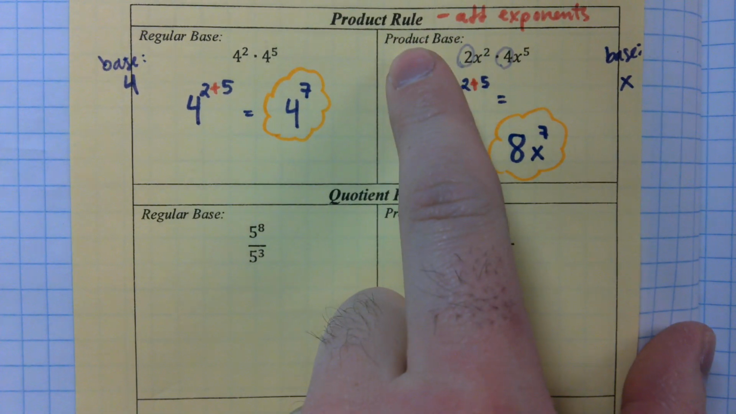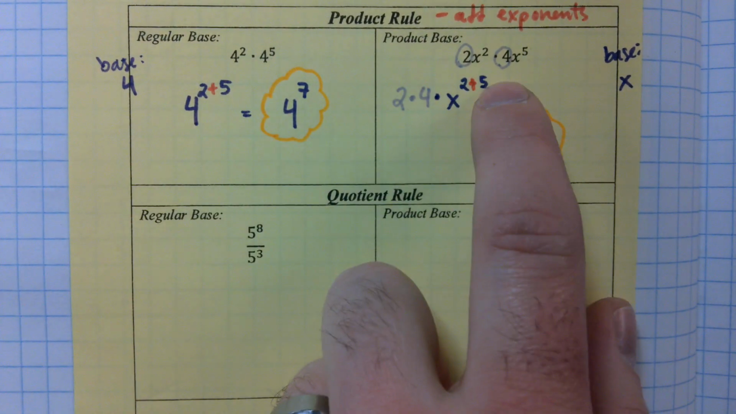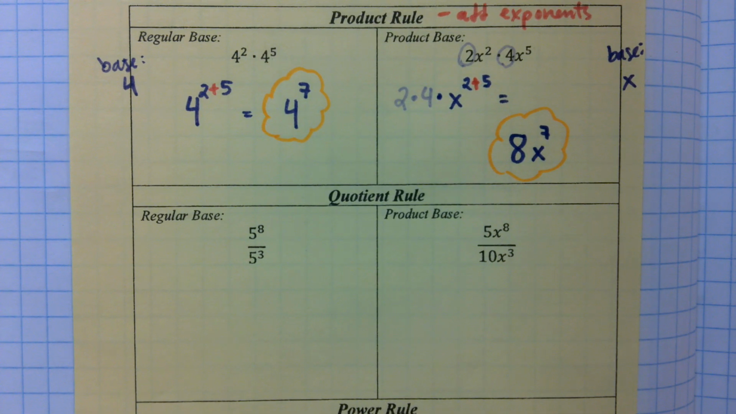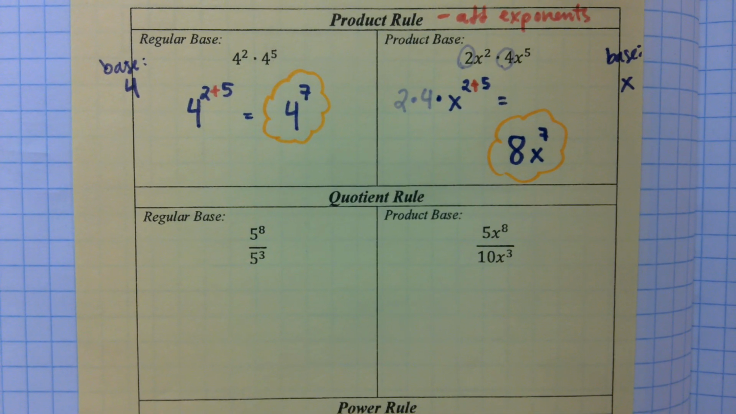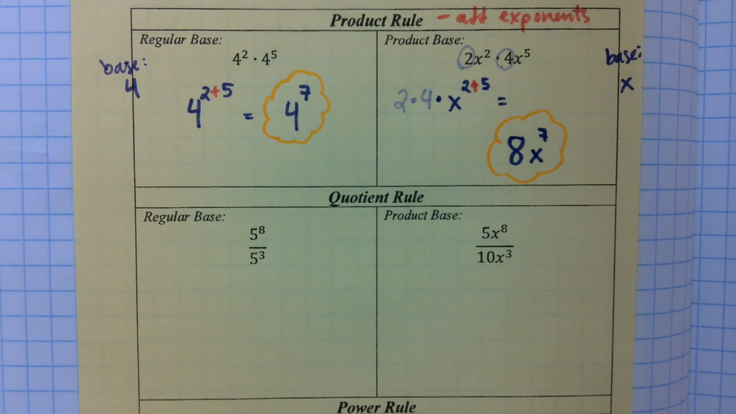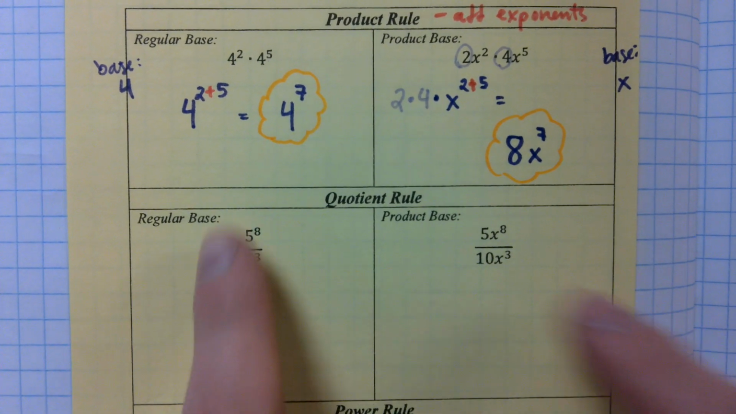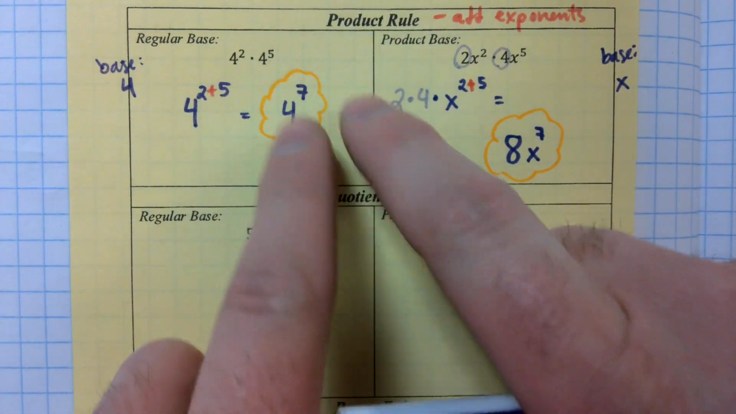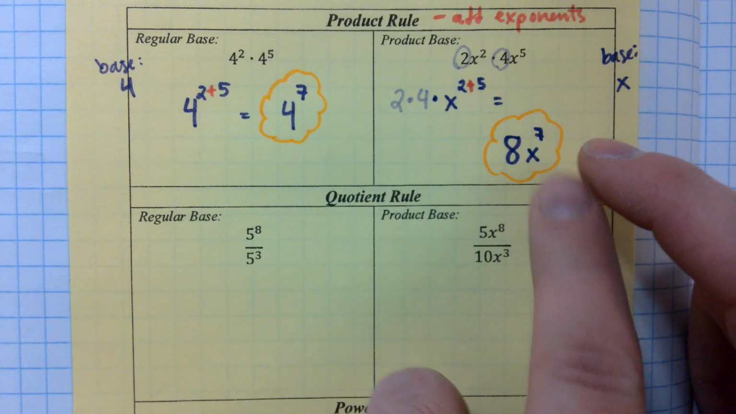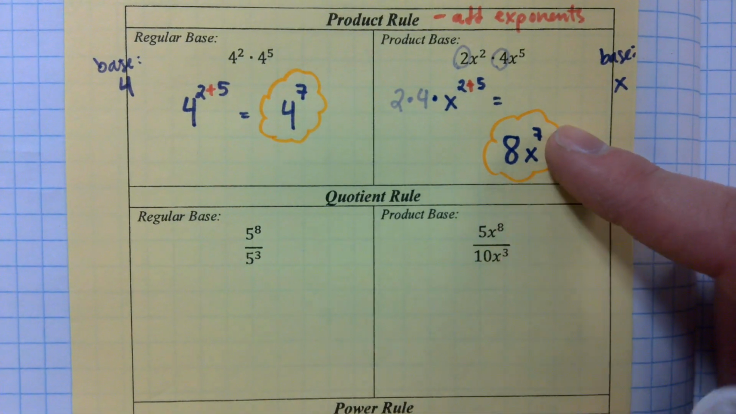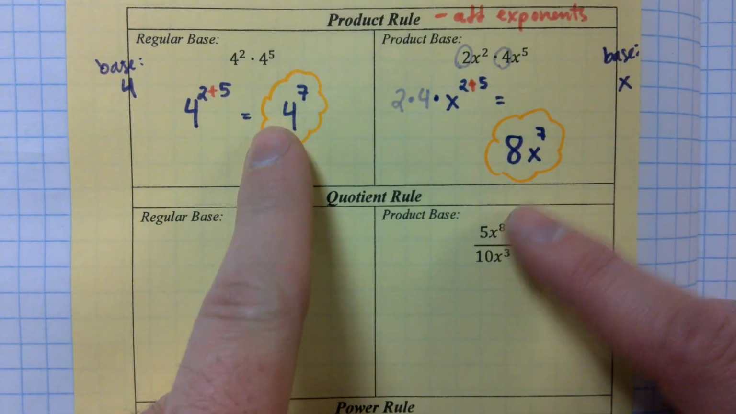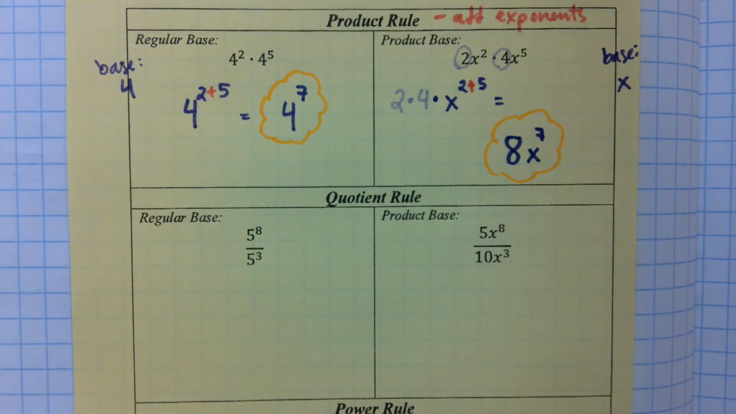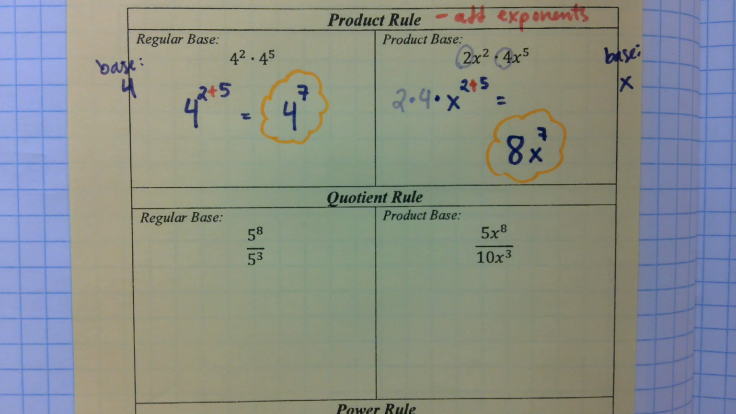That's the main difference between a product base and a regular base, is that we think that 4 and x are the same thing, 2 and x are the same thing. They're not. They're separate. So notice my powers 2 and 5 were the same, right? 2 and 5, now my power is 7. 2 and 5, my power is still 7. But what changed was the base went from 4 to x, and we had those two coefficients in front that we actually had to multiply, not add together, right?